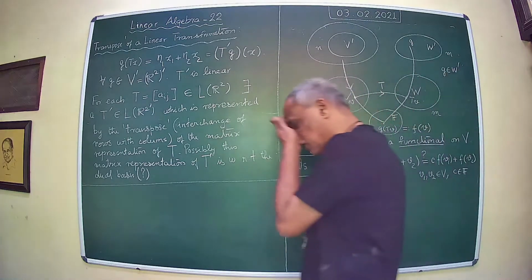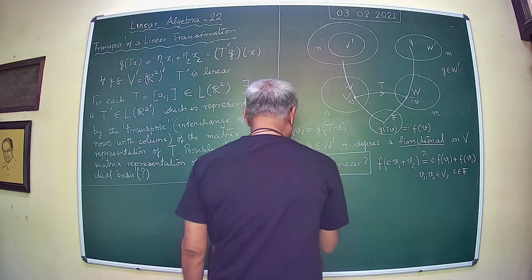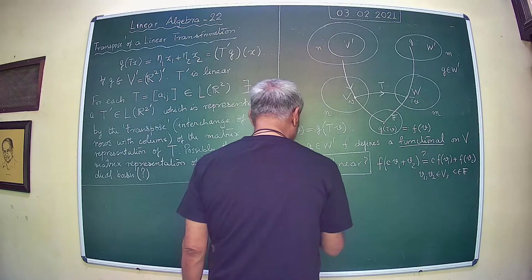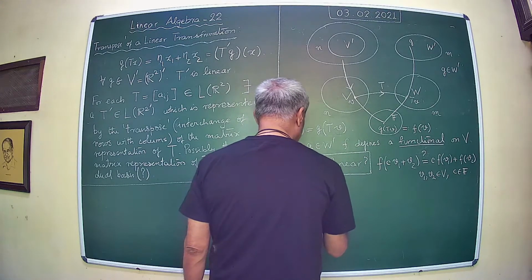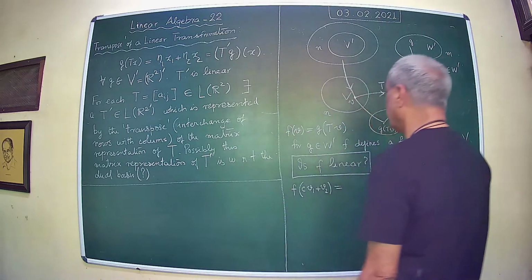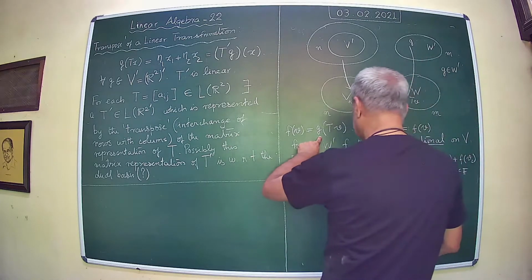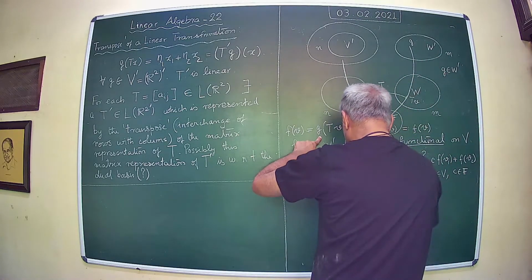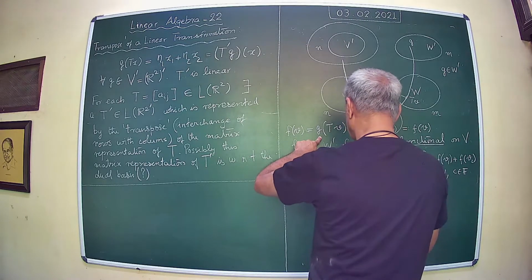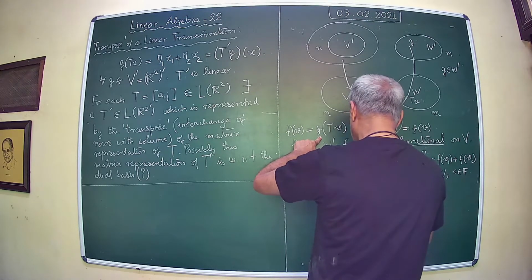Is this really true? Let us investigate this. So what is by definition f of this? This is equal to, what is the definition? The definition is in terms of G. It is G of T acting over.